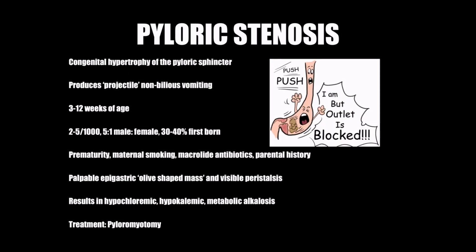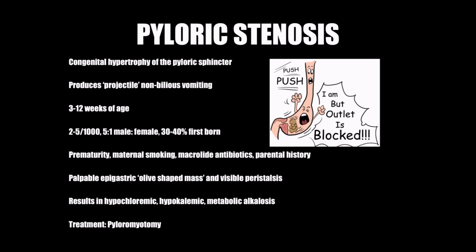As a quick review, pyloric stenosis is a congenital hypertrophy of the pyloric sphincter. It produces projectile non-bilious vomiting. Patients typically present between ages of 3 and 12 weeks of age. There's a male predominance and predominance among firstborn children. There's a number of risk factors, including prematurity, maternal smoking, exposure to macrolide antibiotics, particularly erythromycin, and there is some family history link. Parents who have had pyloric stenosis are more likely to have kids who also have pyloric stenosis.